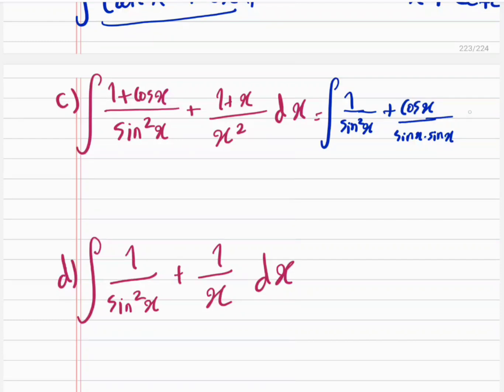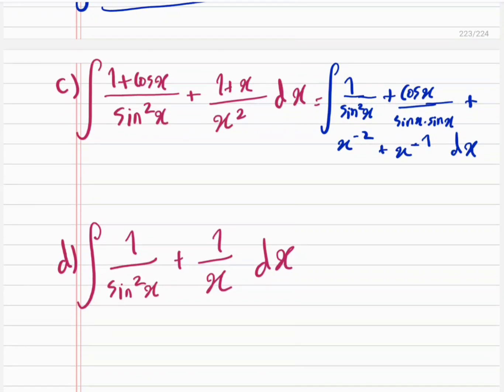And also for this part, when we have 1 plus x over x squared, we can rewrite this as basically x to the power of minus 2, and then x divided by x squared, which is just x to the power of minus 1, and dx. So we have 4 different terms now. Okay, so I'm just going to rewrite the integral to have this in a nicer form. So 1 over sine squared x is simply, in this case, cosec squared x.